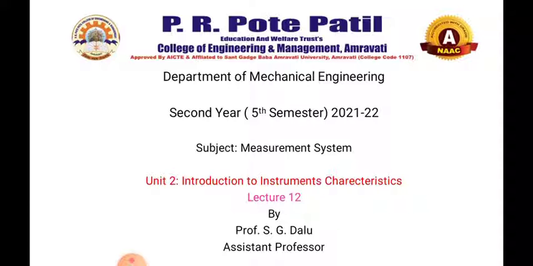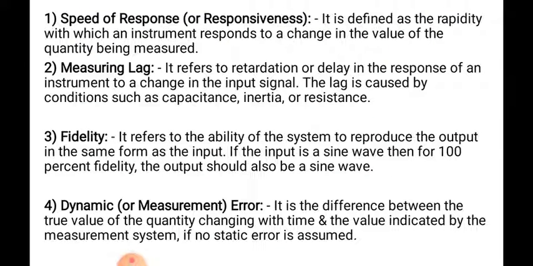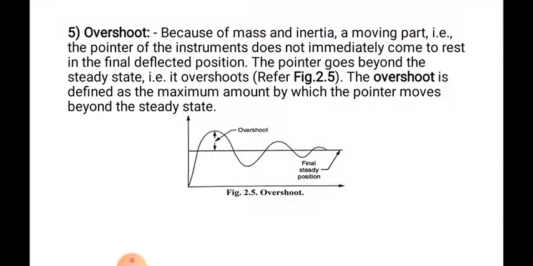Okay, in the previous lecture, we have studied various dynamic characteristics. In that, we have studied accuracy and precision, repeatability, speed of response, measuring lag, fidelity, and dynamic error. Okay, those various types of dynamic characteristics we have studied in the previous lecture. Today we are going to study the next dynamic characteristic, that is overshoot.